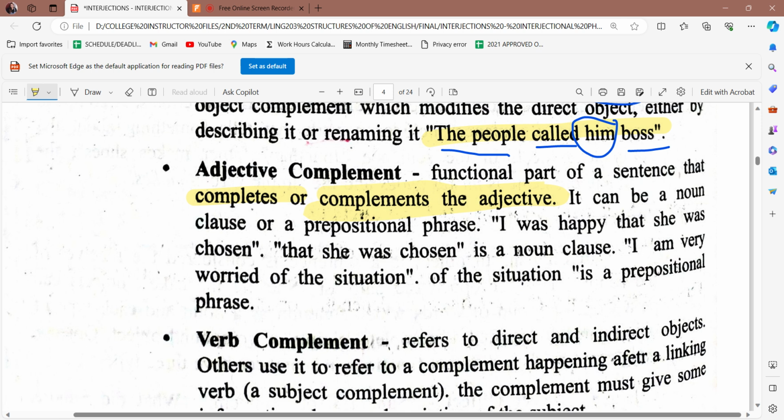Functional part of a sentence that completes or complements the adjective. So it can be a noun clause or a prepositional phrase. Okay, so it's easy to identify adjective complement because it can either be a noun clause or a phrase which contains the noun of the sentence or a prepositional phrase. So a prepositional phrase is a phrase after a preposition. So from the preposition after the last word, that is our prepositional phrase. So again, how to identify prepositional phrase?